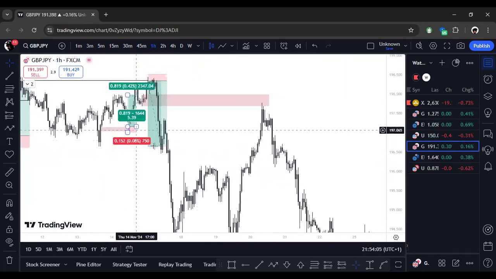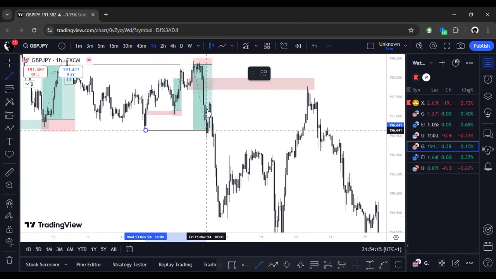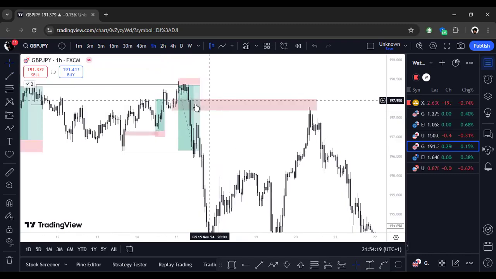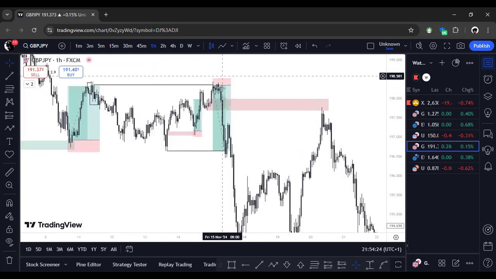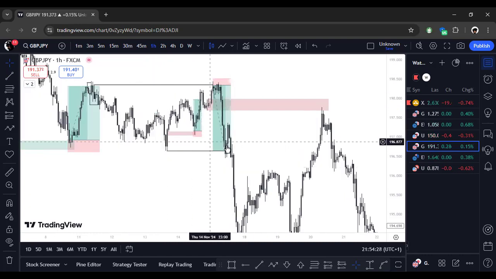Now after price created this break of structure to the downside, remember it was a downtrend, right? After price created the break of structure to the downside, it tried a pullback. Now remember what I said, after a break of structure, we have a new range. After price has reacted from wherever it was within this old range, we now have a break of structure. This is a new range.